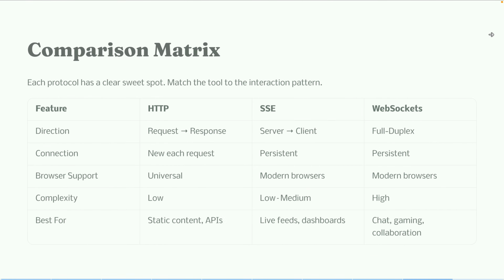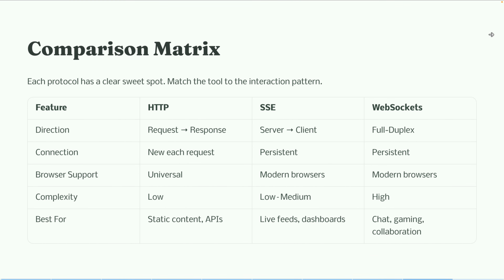Now we can compare the three approaches clearly. HTTP is request response, uses a new request for each interaction, and is best for static content and traditional APIs. SSE uses a persistent connection from server to client and is best for live feeds and dashboards. WebSockets use a persistent full duplex connection and are best for chat, gaming, and collaboration. The key difference is not just performance. It is the communication direction and complexity you are willing to manage.